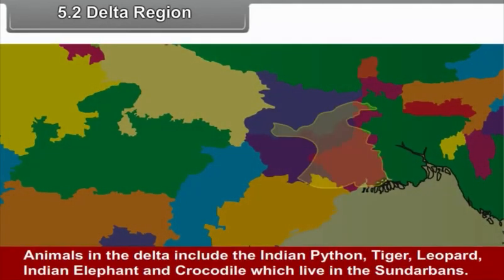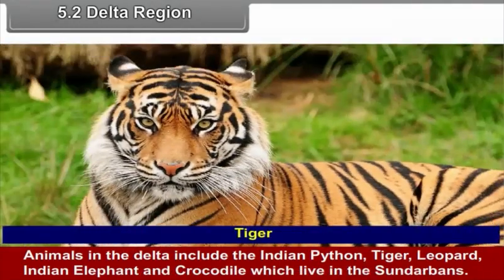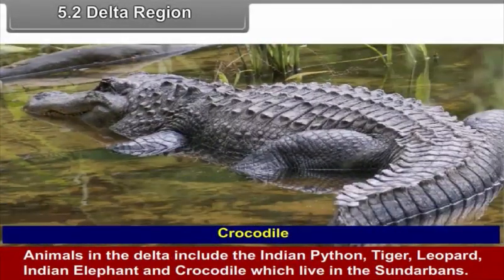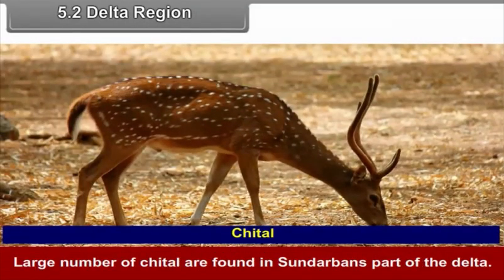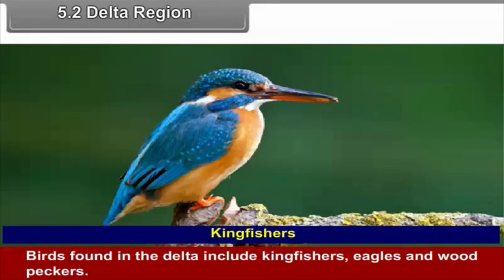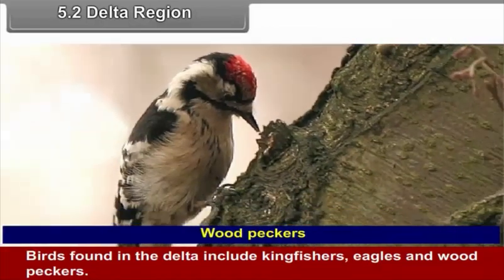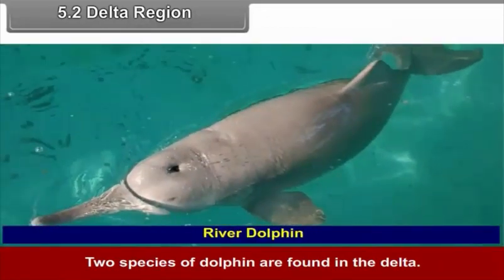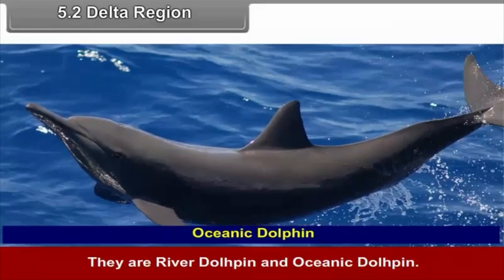Animals in the delta include the Indian python, tiger, leopard, Indian elephant and crocodiles, which live in the Sundarbans. Large numbers of chital are found in the Sundarbans part of the delta. Birds found in the delta include kingfishers, eagles and woodpeckers. Two species of dolphin are found in the delta. They are river dolphin and oceanic dolphin.